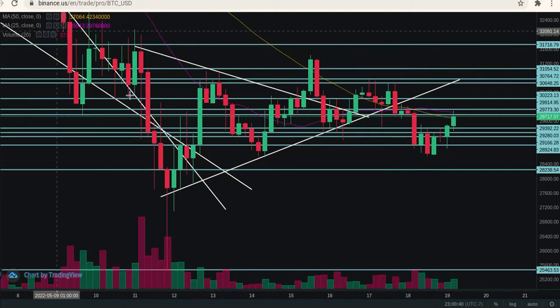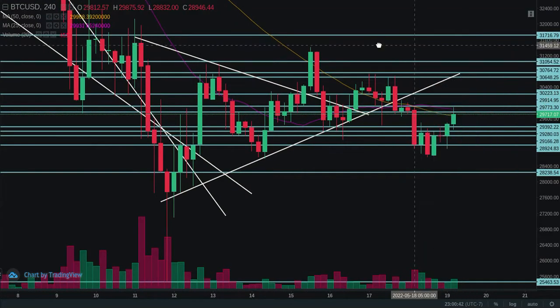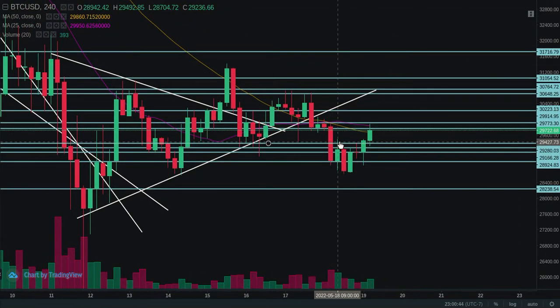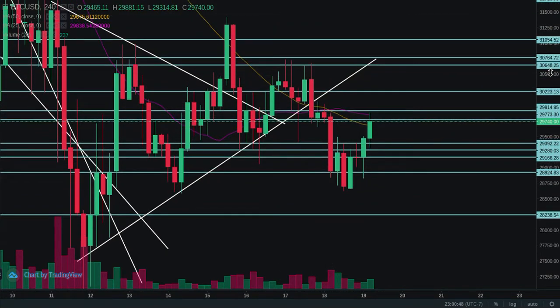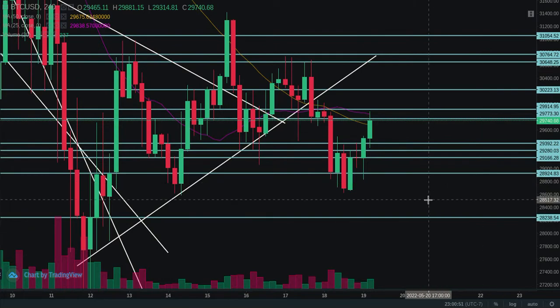So let's just jump right into this chart right here. This chart was pretty much a price target chart. It was letting me know a few price targets that we needed to either break above or stay above.